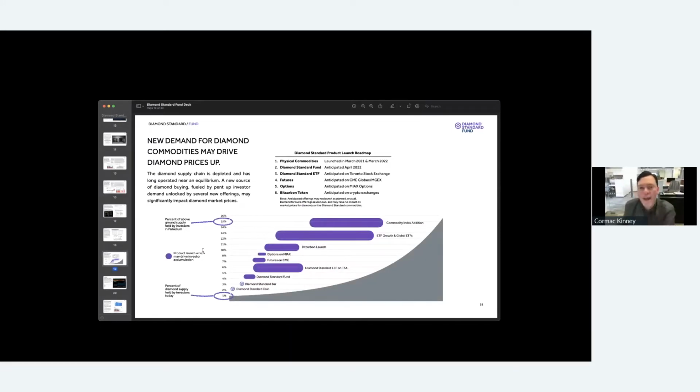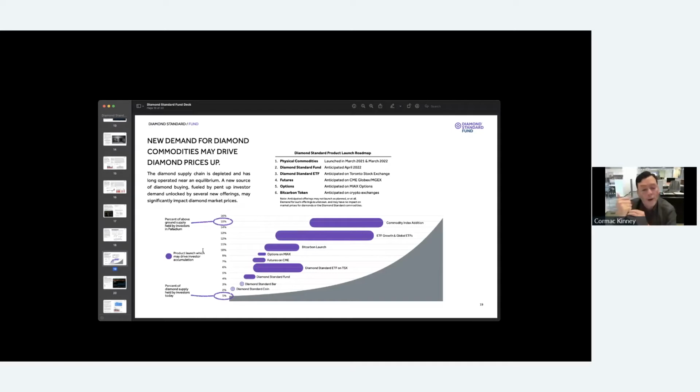We're supporting that progression by doing exactly what we're doing now. We've just launched a fund. In the last 18 months, we've launched 2 spot products, the coin and the bar. Those products are already consuming significant numbers of diamonds and probably having some impact on the price.